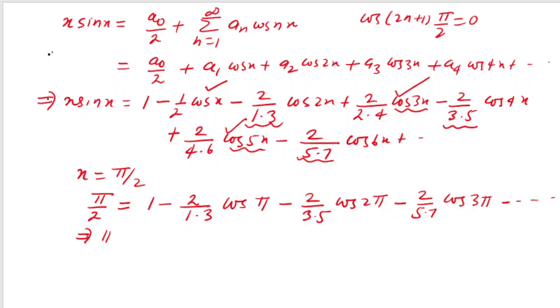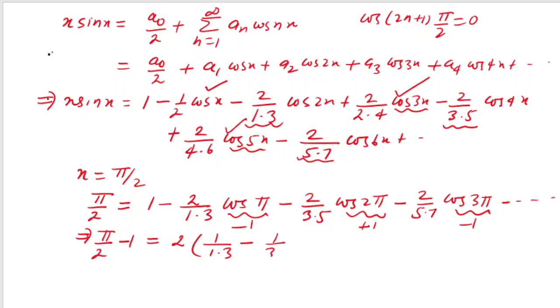This is what we are going to get. Now this can also be written as pi by 2, this 1 can be brought to the left hand side, and here cos pi is equal to minus 1, cos 2 pi is equal to plus 1, cos 3 pi is equal to minus 1. So I will be getting 2 common, and this will become positive, so I will get 1 by 1 into 3. This is negative, so I will get minus 1 by 3 into 5. This will become positive, so I will get plus 1 by 5 into 7. And now I hope you have got the drift. So finally we have got the answer.